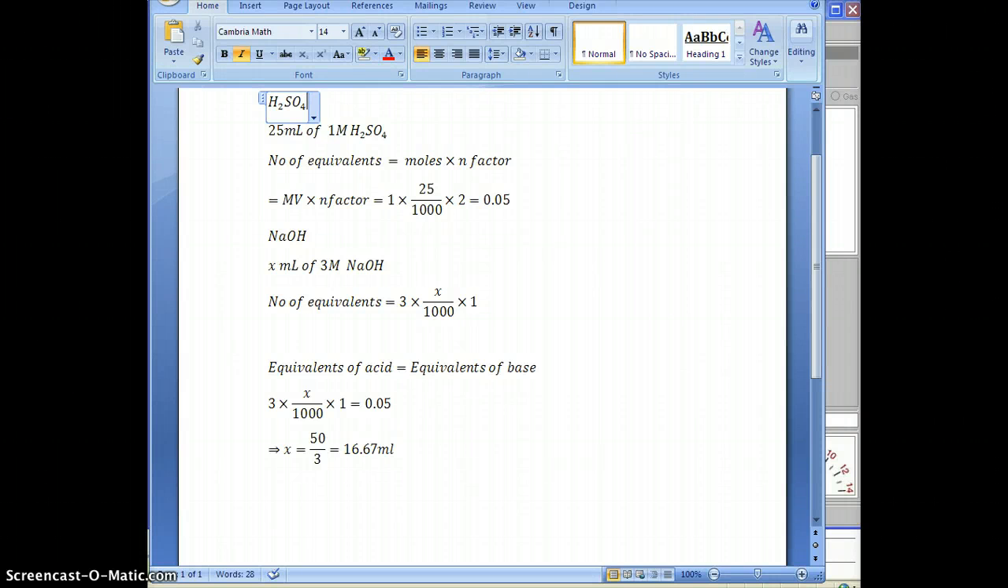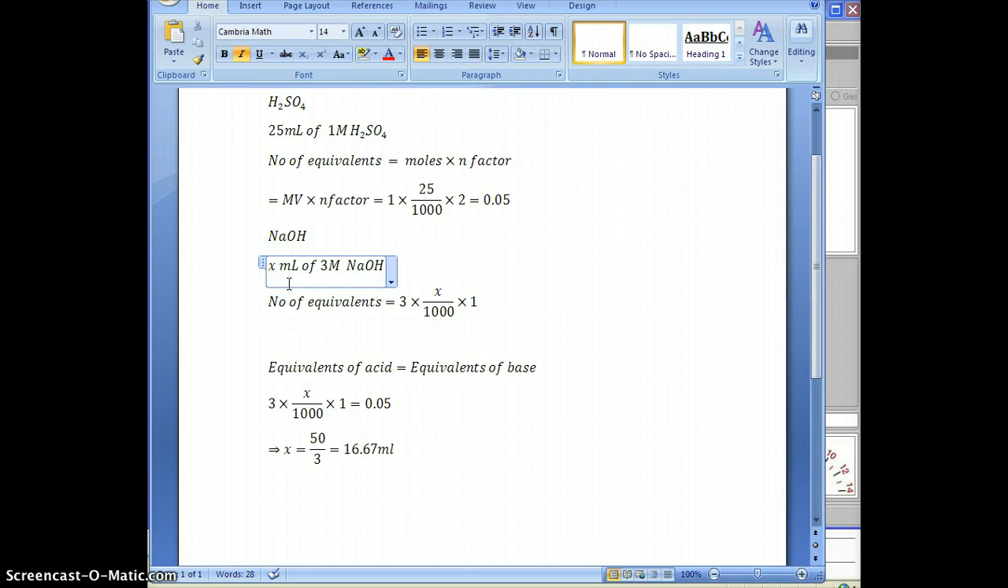In this video, we're going to take a look at how titrations work when we look at a neutralization reaction. What we're going to be doing is this. We're going to be taking 25 ml of 1 molar H2SO4 and seeing how much of 3 molar sodium hydroxide is necessary to bring about neutralization. And so we're going to call that X ml.